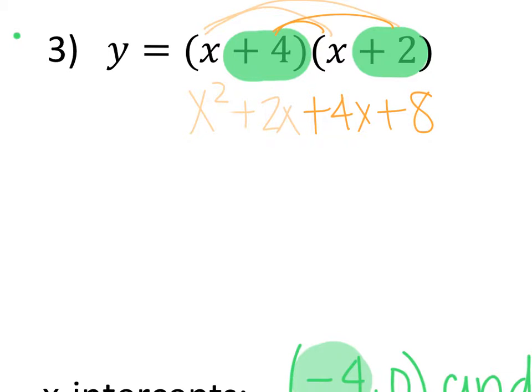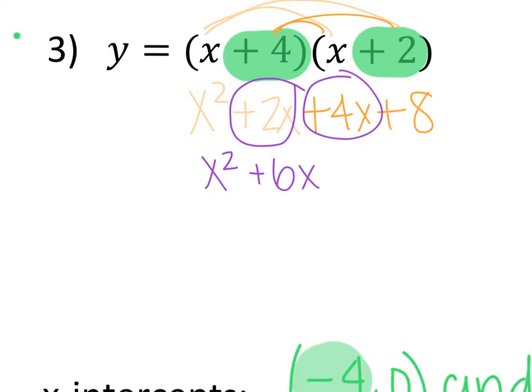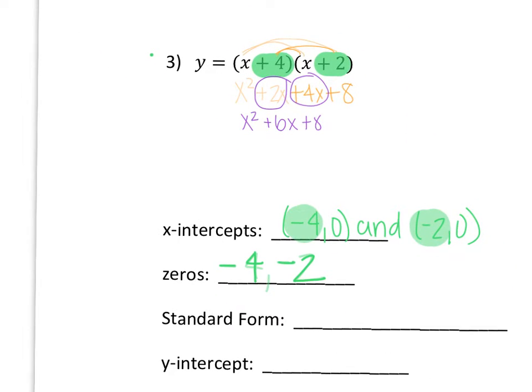I'm looking for like terms, which would be my 2x and my 4x. And 2x plus 4x is 6x, and that is a positive 6x. So I have x squared plus 6x plus 8, and that would be my standard form. So y equals x squared plus 6x plus 8.